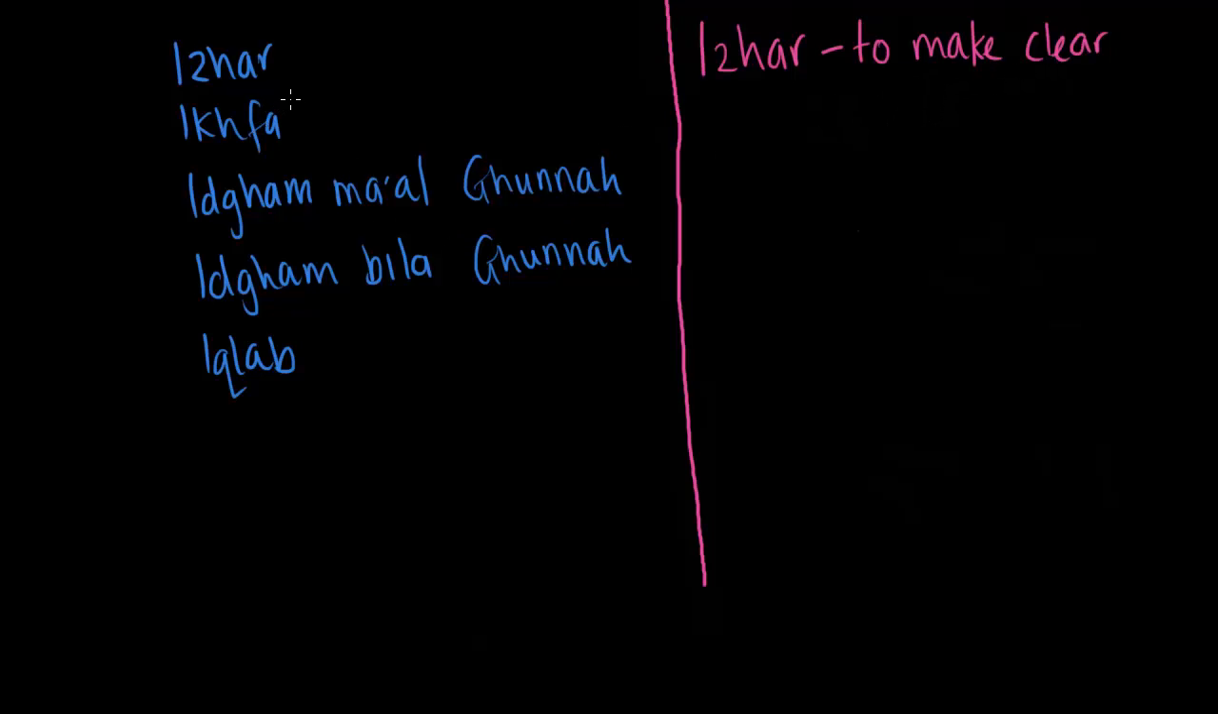Also, what you need to know is that each of these rules has a set of letters, and depending on which letter comes after the nun sakin or tanween, we read it a certain way. So if the letters of izhar came after nun sakin or tanween, then we'd have to read the nun sakin or tanween with izhar. And if the letters of ikhfa came after nun sakin or tanween, then we'd have to read the nun sakin or tanween with ikhfa. The letters of izhar are hamza, ha, ayn, ha, ghayn, and kha.